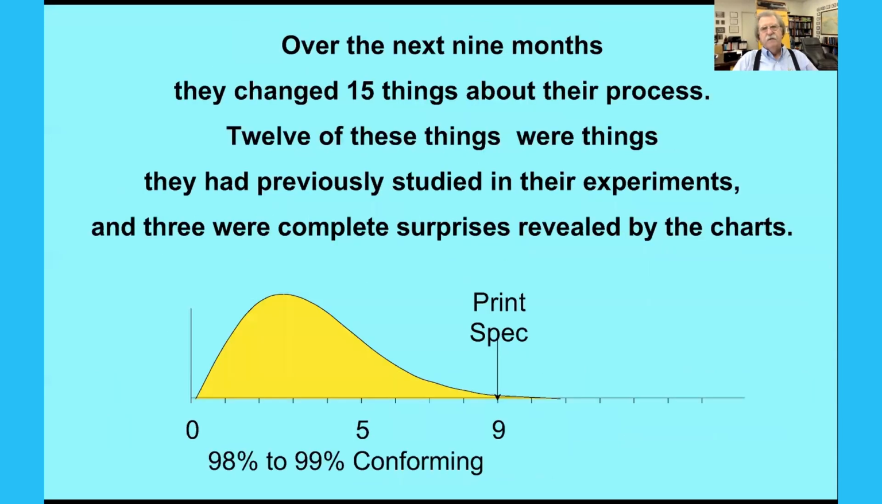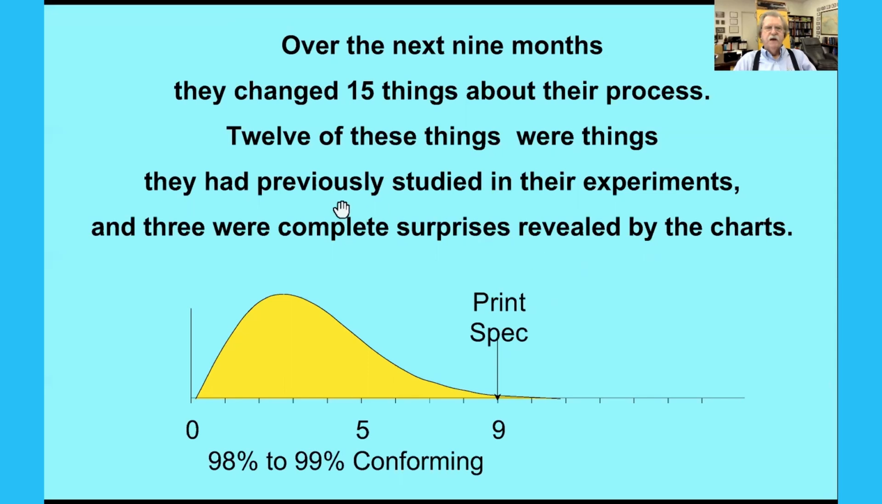What was the effect of all this? Well, they found 15 things they needed to change. 12 of these 15 things they had already studied in their set of experiments in the previous year. And 3 of the 15 things were complete surprises revealed by the charts. In other words, they were like factor 14 and 16, surprises, something they didn't know was important, that was important. With those 15 changes, they get 98 to 99% conforming, depending on the part number involved. One of the engineers said, "You know, the charts gave us the courage of our convictions. We're really going to have to fix this, aren't we?"